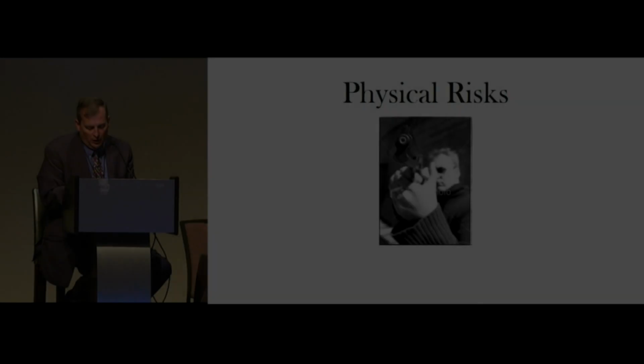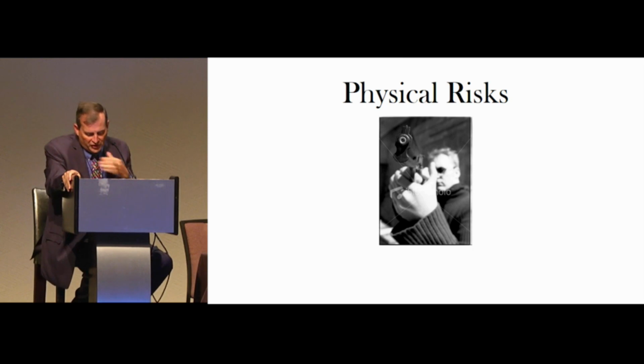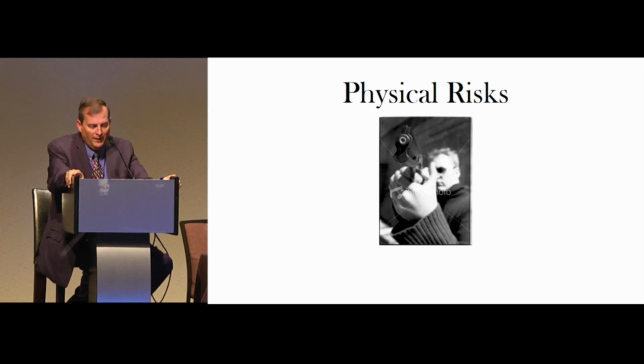All right, so we talked about what is asset protection. The next question is, what risks are we protecting ourselves from? And I've divided the universe of risks into four major categories.